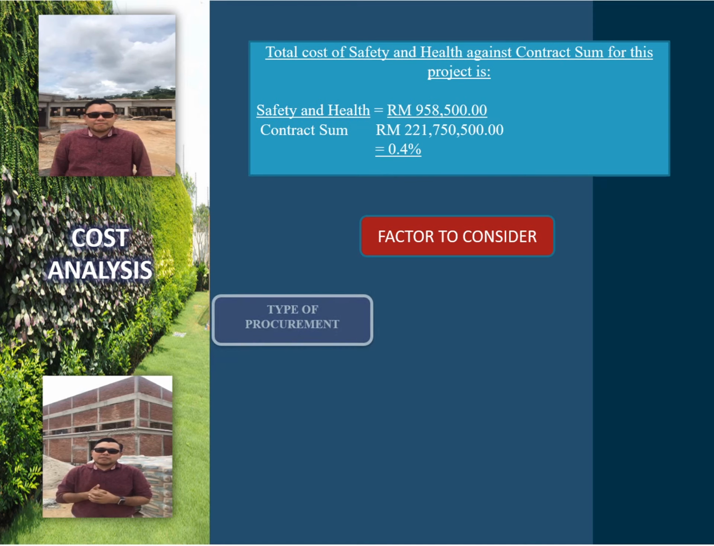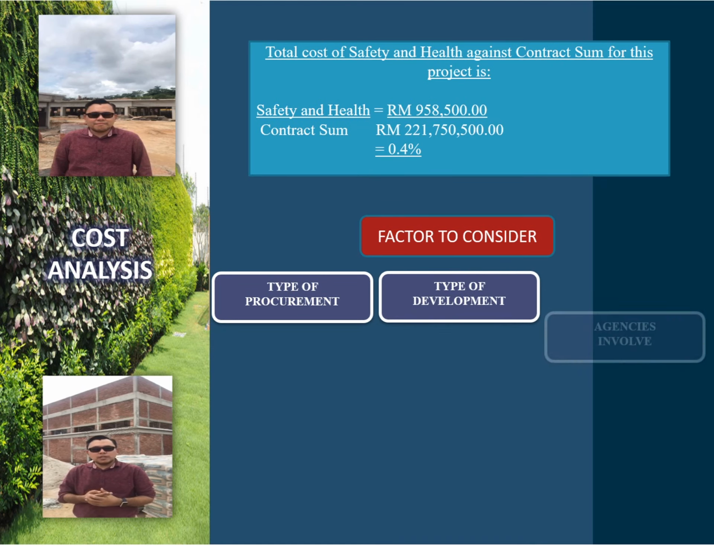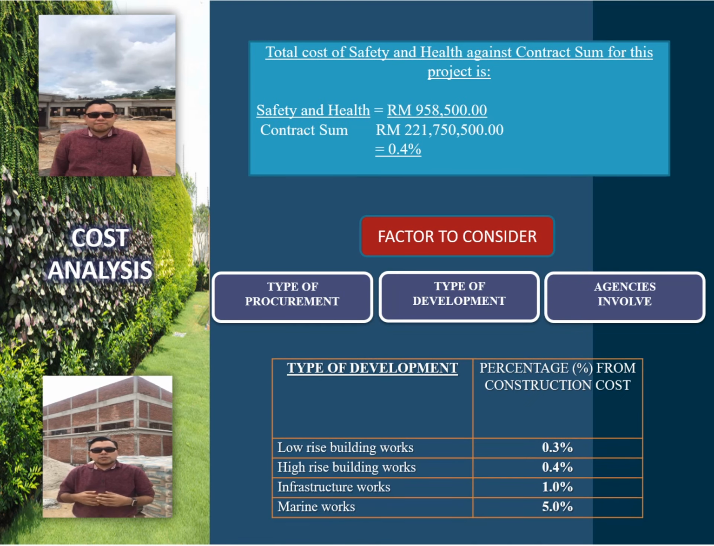The first factor is the type of procurement used, number 2 is the type of development, number 3 is the agencies involved. So these factors will incur different costs for the safety and health plan.